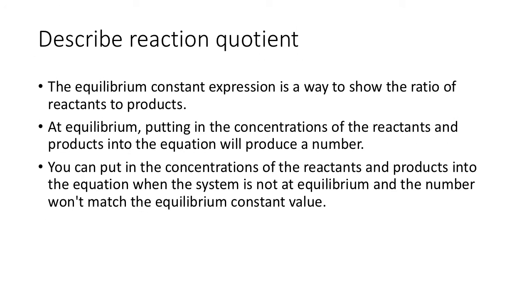The equilibrium constant expression, which is what we learned in the last video, is a way to show the ratio of products to reactants. That gets you a number. At equilibrium, when the two reaction rates are equal and the concentrations of everything aren't changing, the concentrations of these reactants and products, if you put them into the equation, will produce a number which is effectively K. This is our K value for that reaction. We just learned that in the last video, at equilibrium. That's the important part.